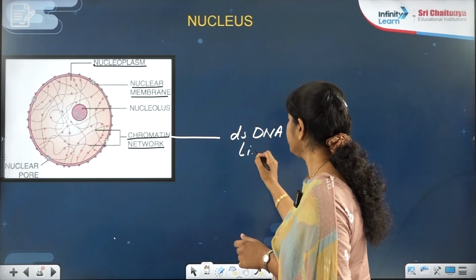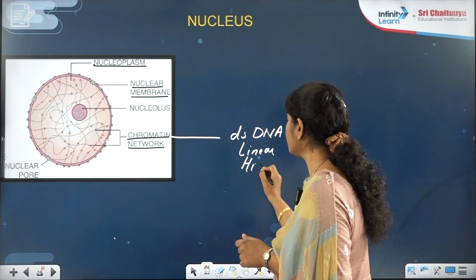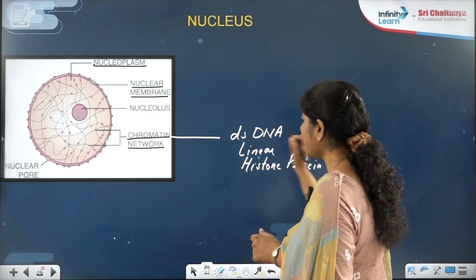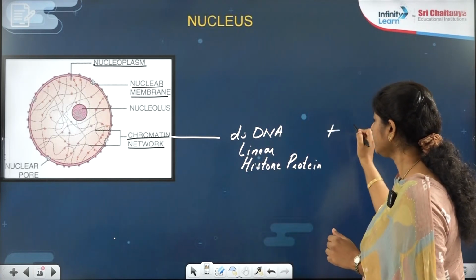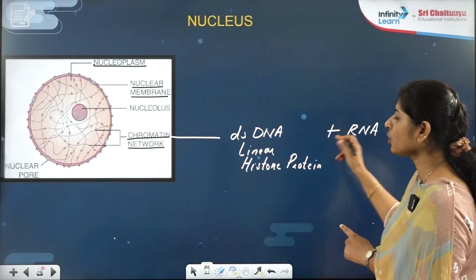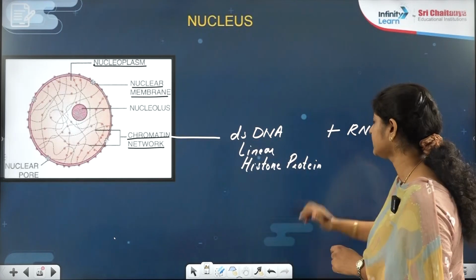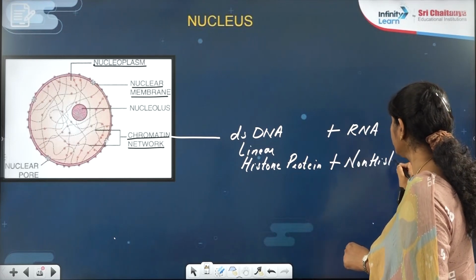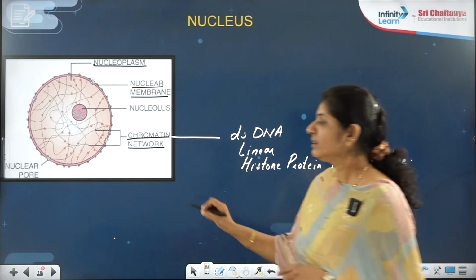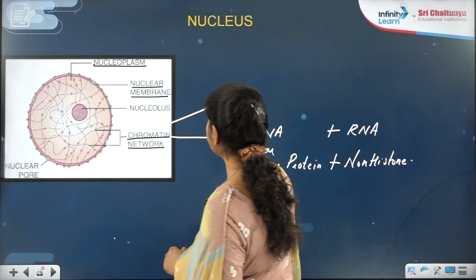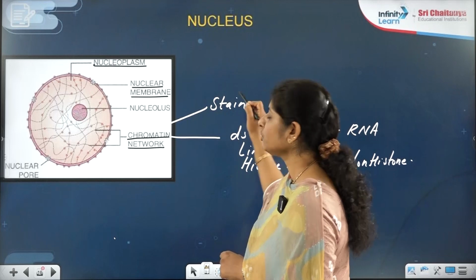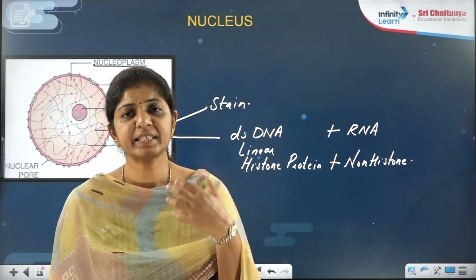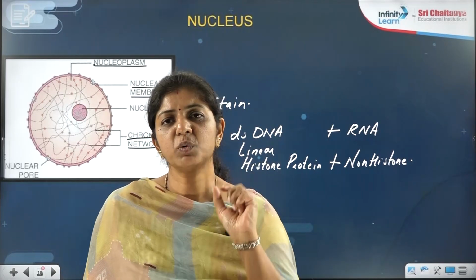And which is linear and has histone proteins, right? Otherwise this chromatin material, not only DNA, even has a small amount of RNA, because transcription happens in the nucleus. And along with histone proteins, it even has non-histone proteins also. Now why the word chromatin? Because it will pick up the stain. That's why you call them chromatin fibers, which are extensive, spread throughout the nucleus.